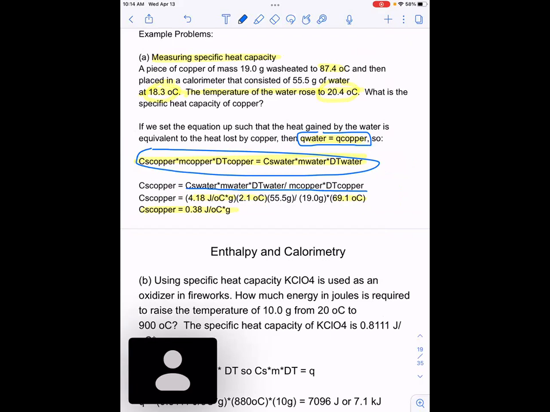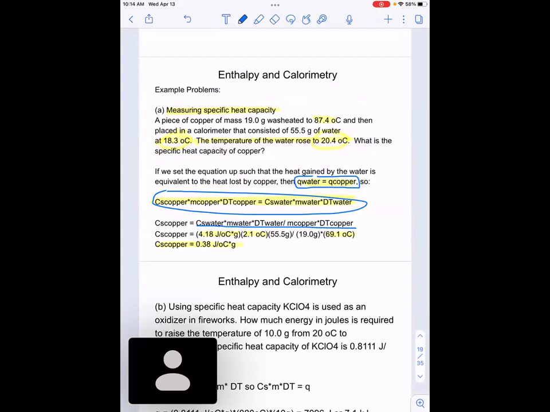All right. Questions about this? So this is again dealing with enthalpy and calorimetry. Calorimetry is the tool that we use to study enthalpy, or temperature change, or heat transfer.